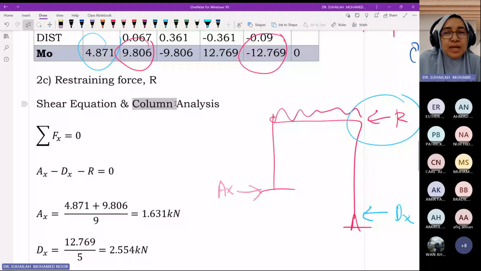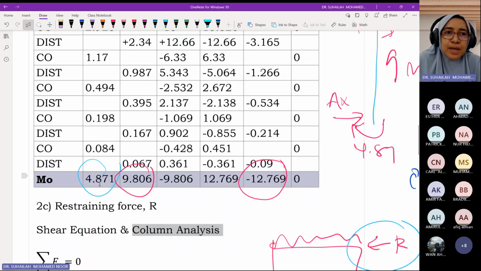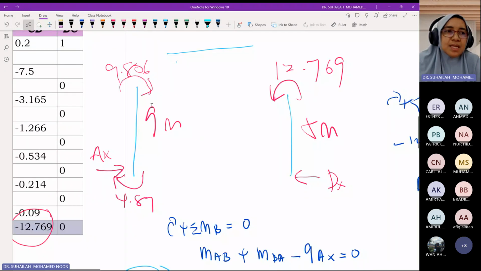So tadi kita tengok in whole, in one frame. Now kita pecahkan jadi element. Okay, jadi element. Because kan dalam table ni kan member and moment. Member and moment ni macam mana dia punya position. Okay, bila kita sketch, ni just sketch only. Saya just sketch tadi. Okay, ni AB, yang ni BC, yang ni CD. AB, BC, CD. So nak cari AX, nak cari DX.